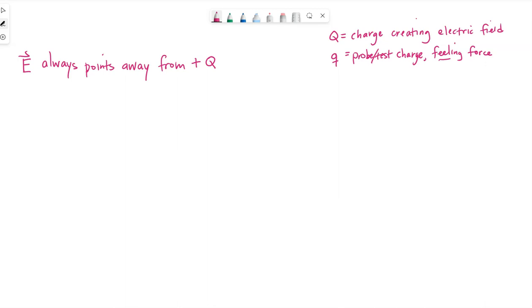Okay, so one general rule, electric field lines always point away from positive charges. So if I have a positive point charge, a positive capital Q, its electric field will point radially away from it, three-dimensionally, all directions.